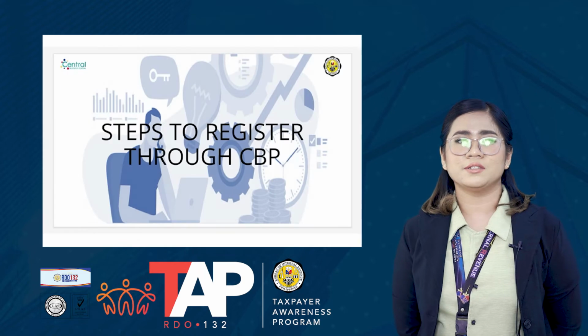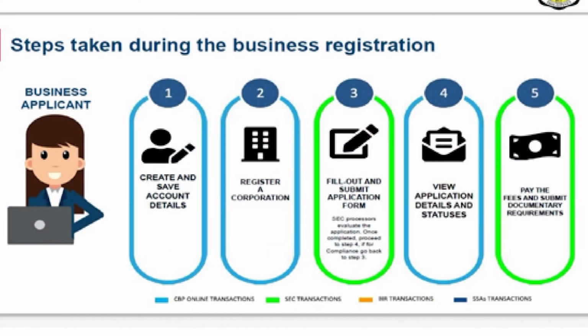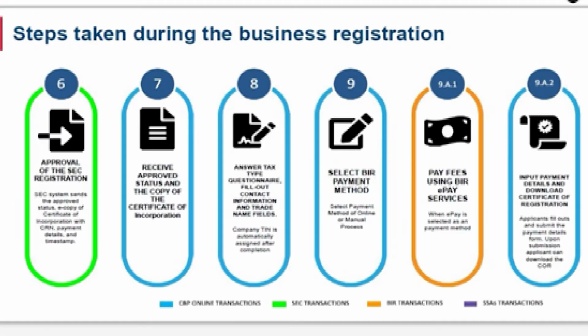Let's go through the steps in registering through CBP. Step 1, create and save account details. Step 2, register a corporation. Step 3, fill out and submit application form. Step 4, view application details and statuses. Step 5, pay the fees and submit the documentary requirements. Step 6, SEC approves the registration and sends out the e-copy of the CRN. Step 7, receive the approved status and the copy of the certificate of incorporation.